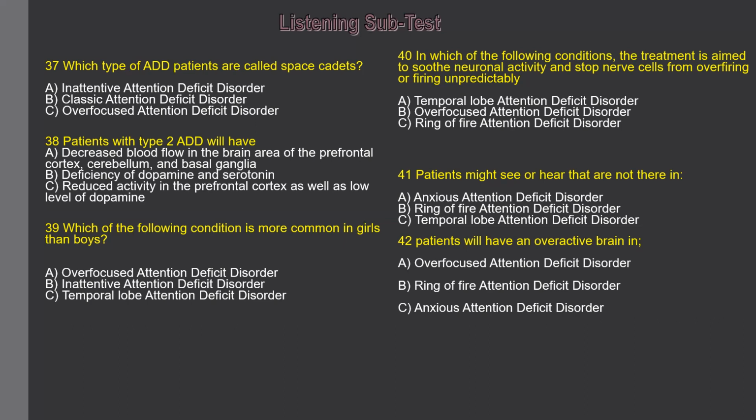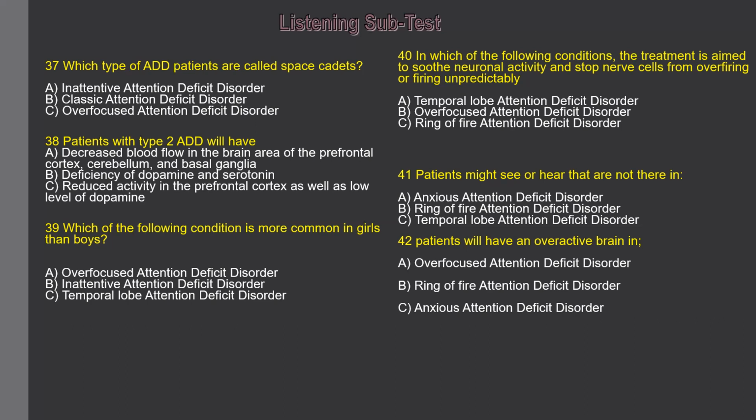Type 1. Classic attention deficit disorder. People with classic attention deficit disorder have reduced blood flow in the brain areas of the prefrontal cortex, cerebellum, and basal ganglia. The basal ganglia produces dopamine.